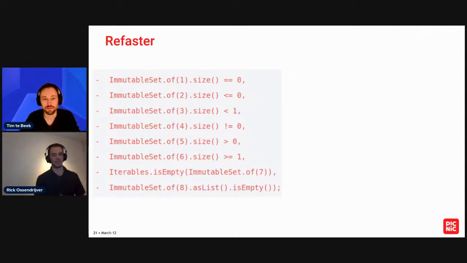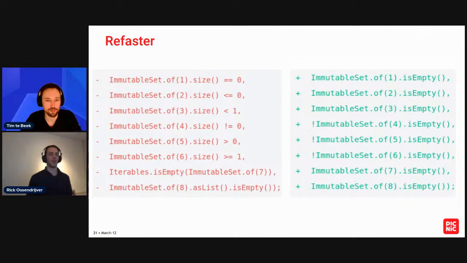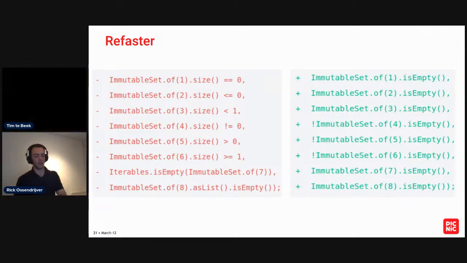So what you see here on the left is that there are 8 different ways of checking whether something is empty, whether a collection is empty, I must say. Well, with one simple Refaster rule, you can actually solve this problem and rewrite it to use only one simple operator, namely the .isEmpty operator. This is a nice example of where, instead of having 8 different ways, you have only one operator to check something like this. And this makes your code base a lot more consistent.